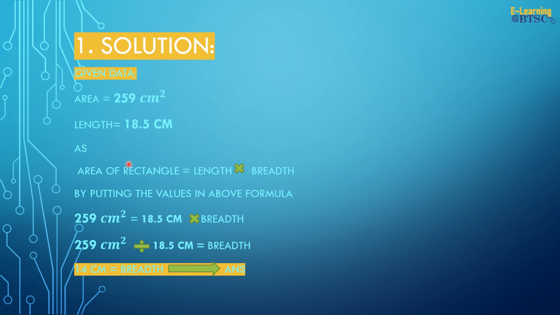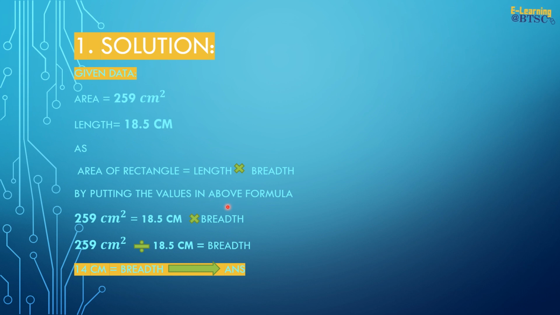Now we are given the area of the rectangle. That means we will use the formula of the area of a rectangle. What is the formula? Area of rectangle is equal to length into breadth. We will put the values that are given to us in the above formula. We are given the area, that is 259 centimeters square, is equal to length. What is the length given? 18.5 centimeters into breadth.